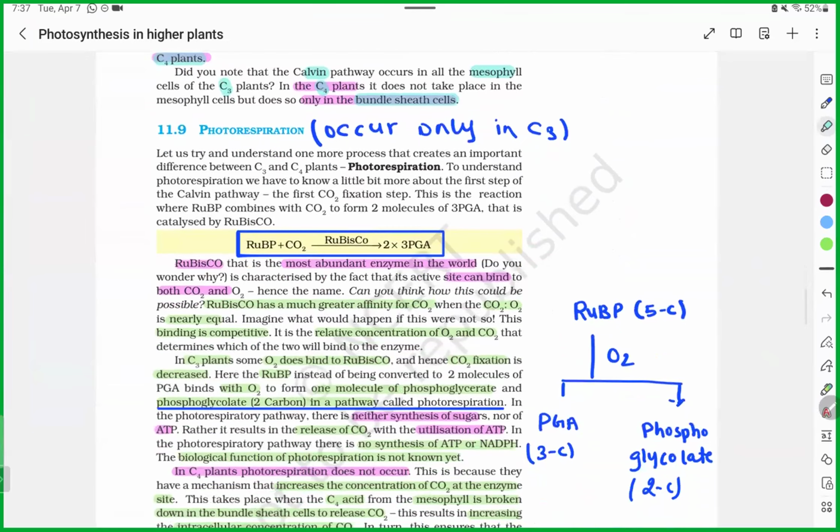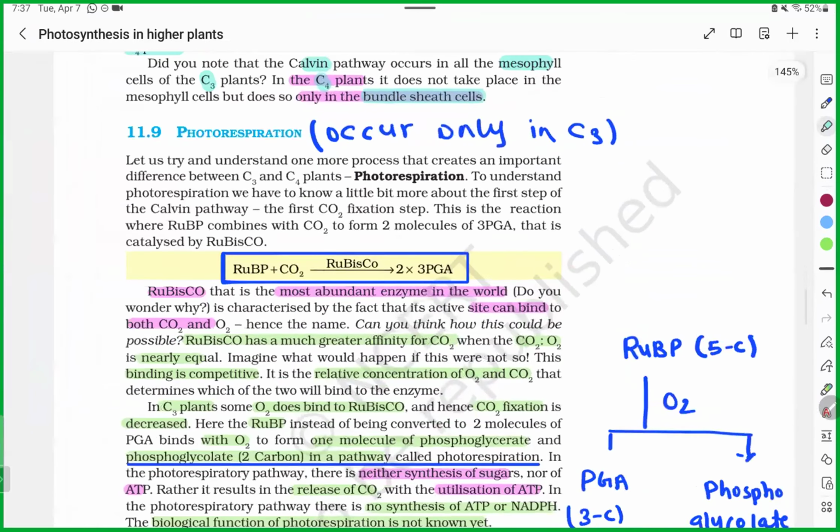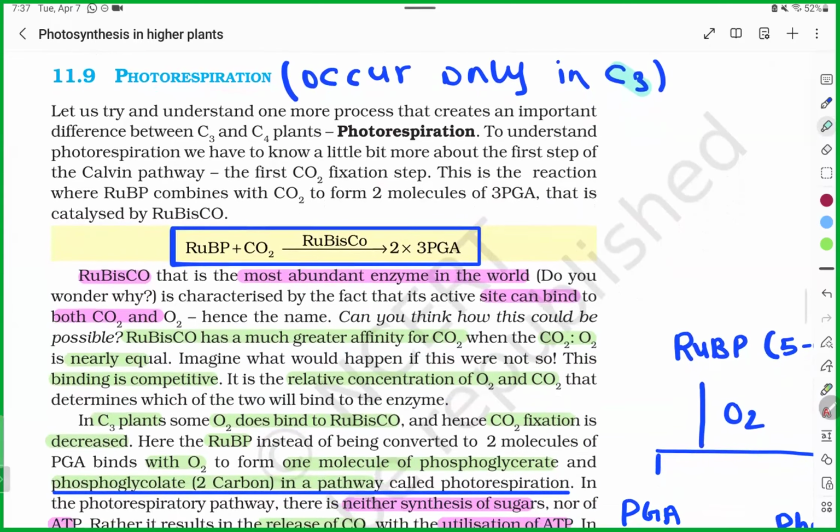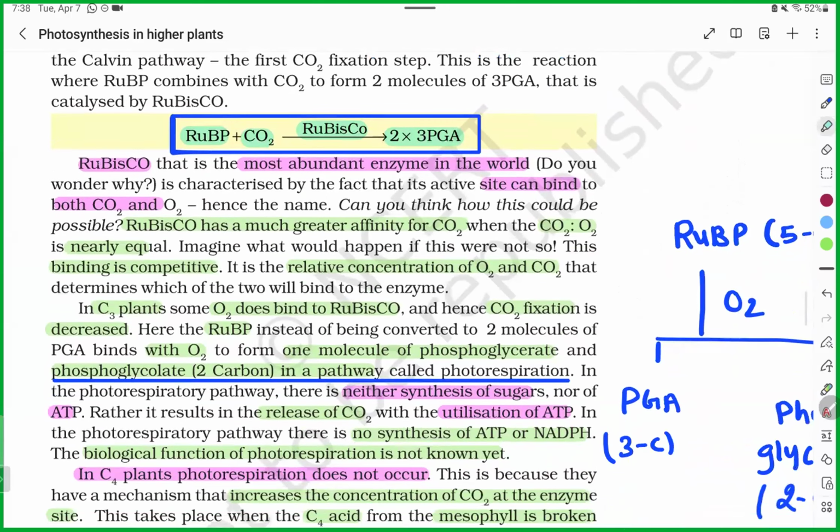Let's read photorespiration again. Photorespiration happens only in C3 plants, not in C4 plants. This is the reaction where RuBP normally reacts with CO2 and produces 2 PGA. This step occurs in C3 plants normally. Rubisco is the most abundant enzyme in the world.